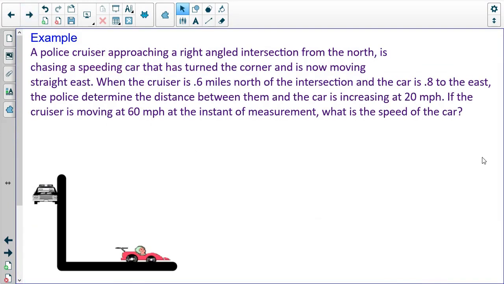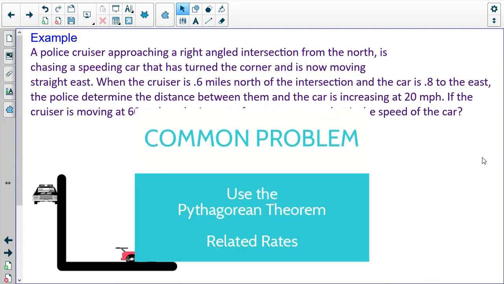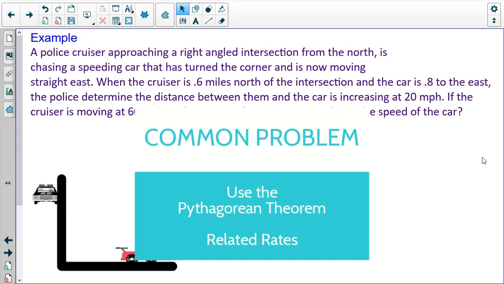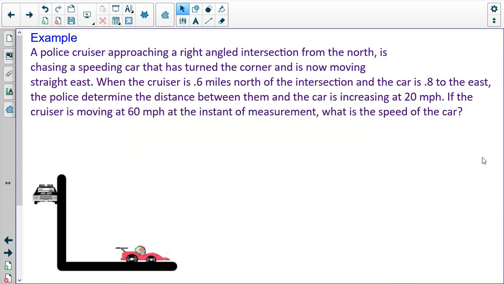So we have three examples on this video. Example one: a police cruiser approaching a right-angled intersection from the north is chasing a speeding car that has turned the corner and is now moving straight east. The cruiser is 3/5 of a mile north of the intersection, and the car is 4/5 of a mile to the east. And the police determine that the distance between them and the car is increasing at a speed of 20 miles an hour. If the cruiser is moving at 60 miles an hour at the instant of the measurement, what is the speed of the car at the same time?